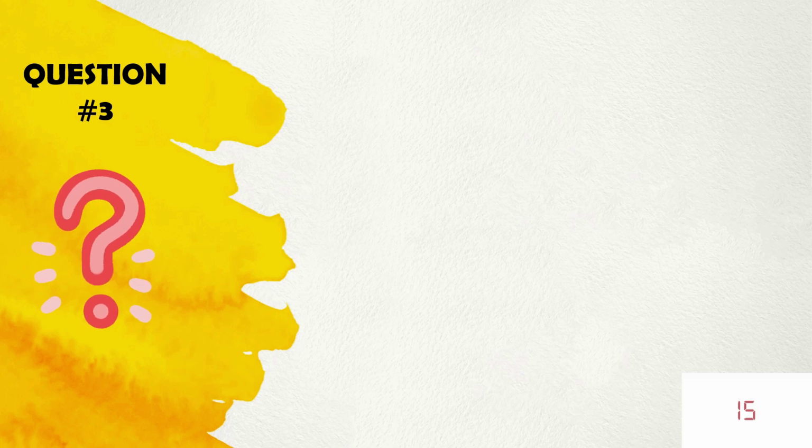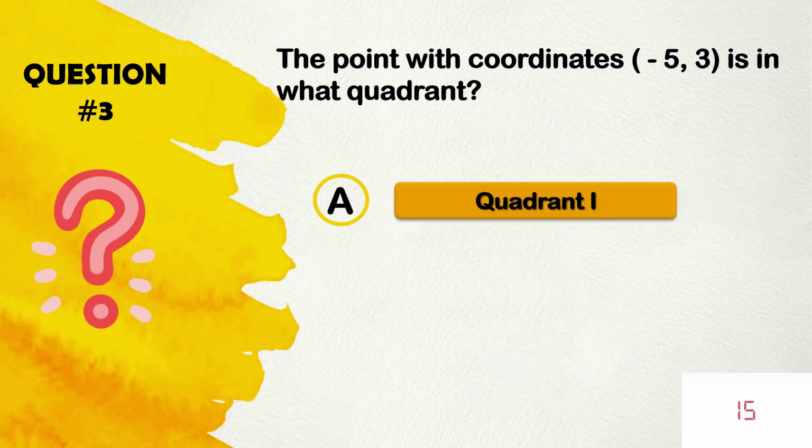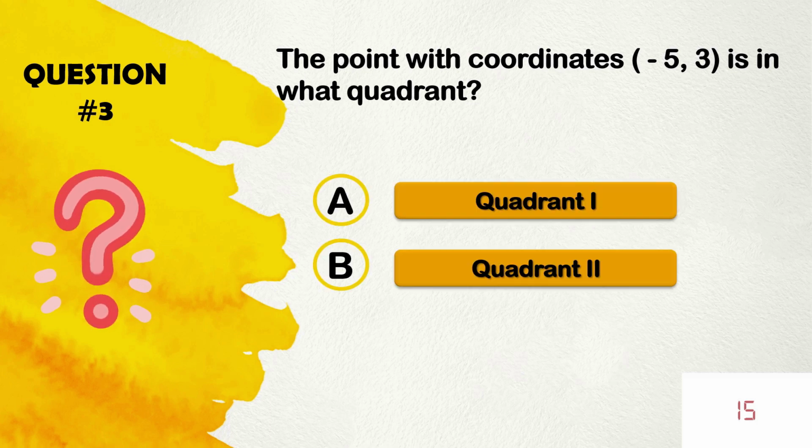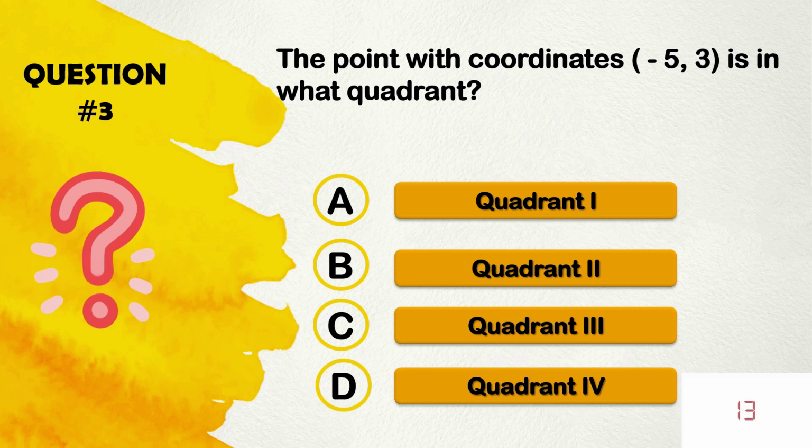Alright, let's now proceed to question number 3. The point with coordinates negative 5, 3 is in what quadrant? Letter A, quadrant 1. Letter B, quadrant 2. Letter C, quadrant 3. Or letter D, quadrant 4. Let's try to compare your answers if your answer is correct.